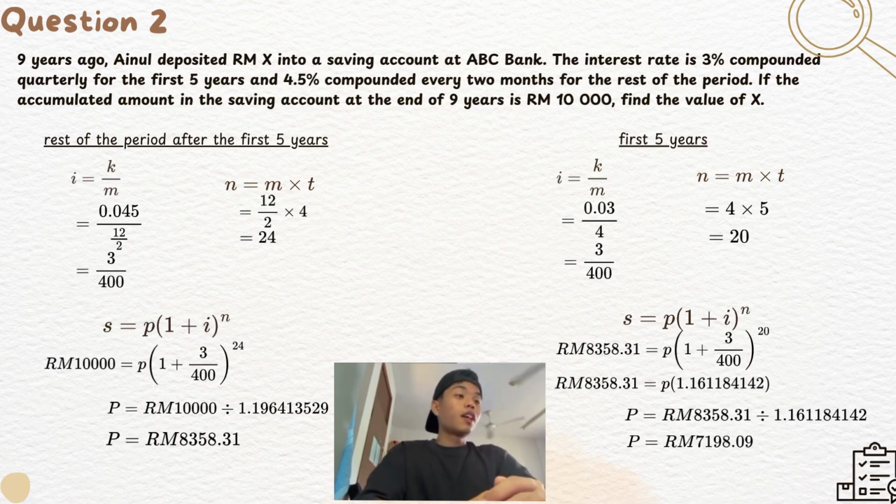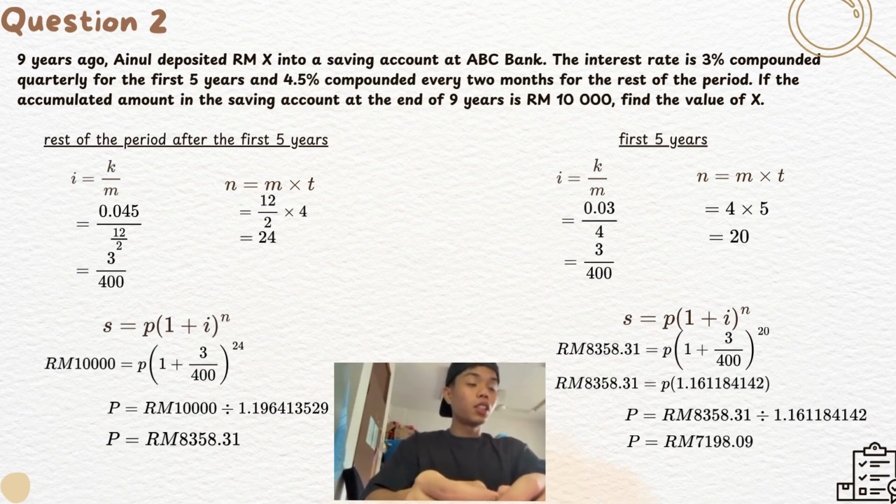So RM 8,358 and 31 cents equals P bracket 1.161184142 bracket. So we change the position. P equals 8,358 and 31 divided by 1.161184142. So the answer is 7,198 and 9 cents.